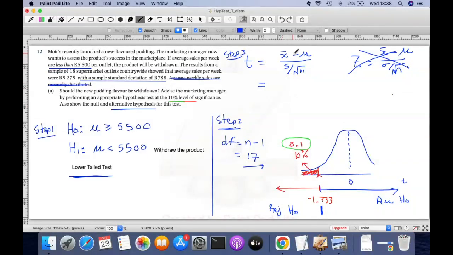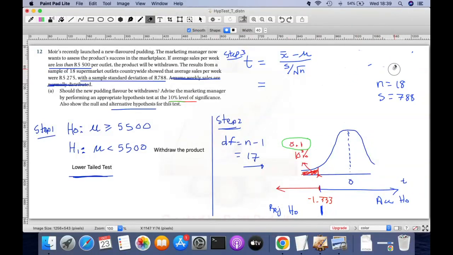All you need to do is substitute the values into this equation. Now we know our n is from the passage, it's 18. S is 788. And then you've got your X bar. That's the other one we need to find from the text.